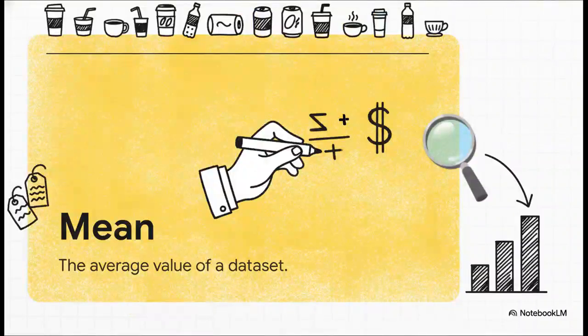The one you definitely already know is the mean. It's just the good old-fashioned average. You add up the price of every single drink you sold, then divide by how many drinks you sold. Boom. That gives you the average sale price at your shop. A super useful starting point.